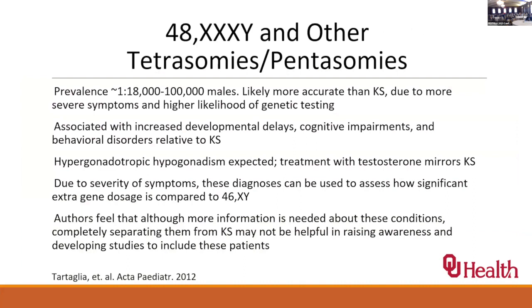Now, change of pace, just to finish up here. We have some tetrasomies and pentasomies as well. And the big thing I want you to take away from this is that although these conditions are treated very similarly to 47XXY Klinefelter, there is a little bit of a difference. They're probably more severe. And so the prevalence, as you can see here, is much lower, but this is probably a little bit more accurate in the sense that these are more commonly diagnosed because the symptomatology is more severe.